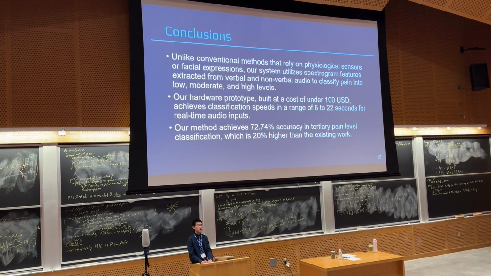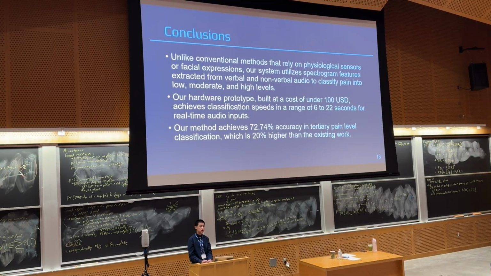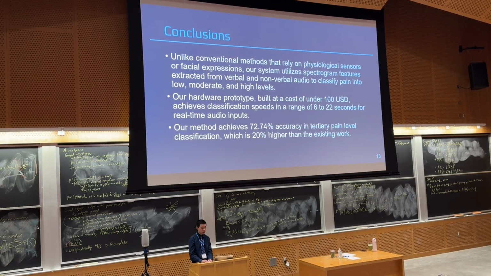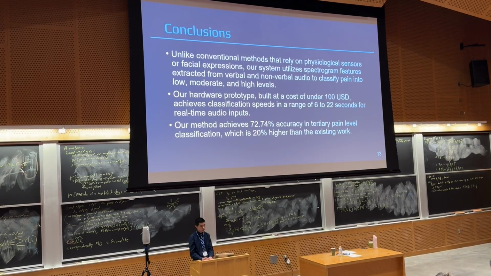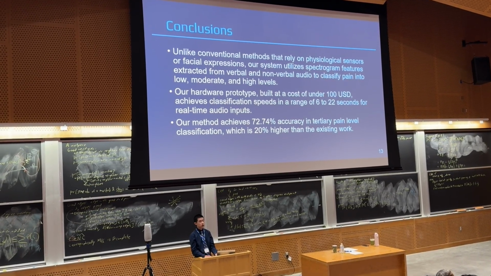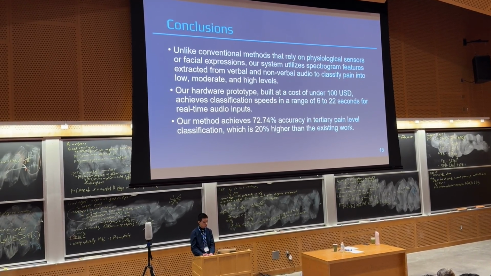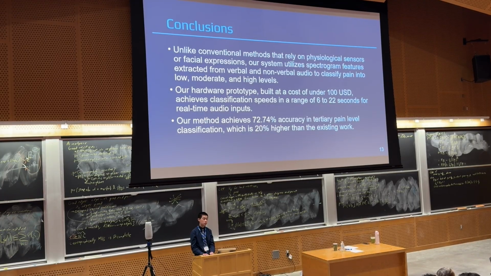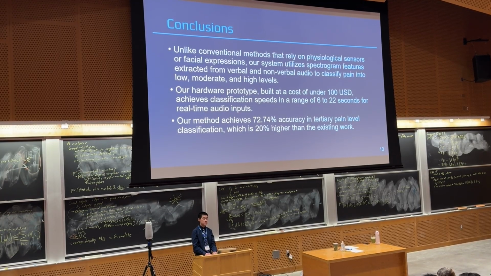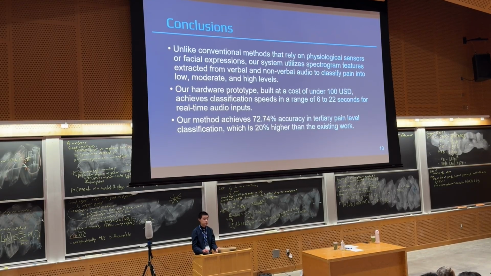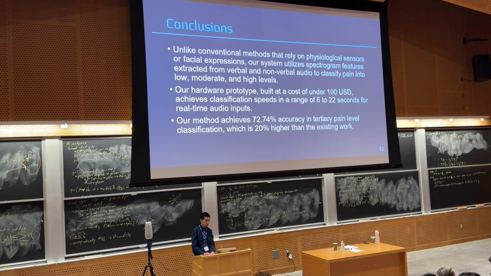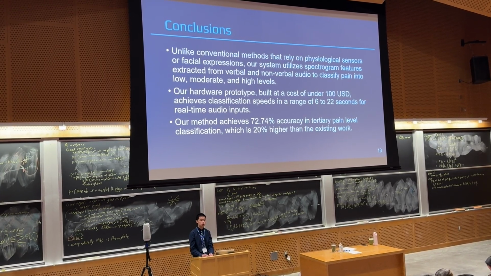In conclusion, normal methods such as self-reporting aren't the most accurate, and they can be very subjective for different pain levels, and may not be the most feasible. So we used a neural network model with a preset scale for pain level to achieve 72% accuracy on a 3 pain level scale, which is considerably harder, and is 20% higher than currently existing work.